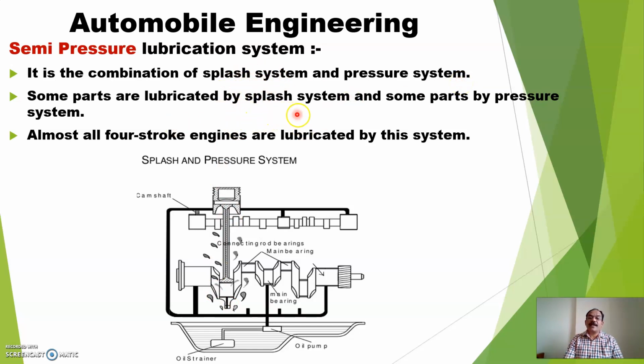So this is a combination of the splash system and pressure system. Some parts are lubricated by the splash system and some parts by the pressure system. Oil is splashed for some parts, because a pressure lubrication system needs more components, but if the engine is not of high capacity, then we can use splash lubrication. Almost all four-stroke engines are lubricated by this system, for example cars and small utility vehicles. Semi-pressure means half pressure and half splash.